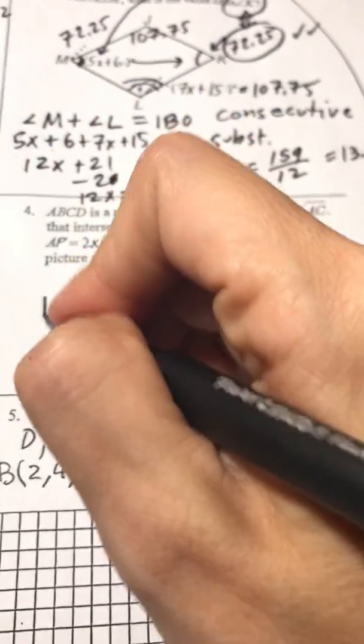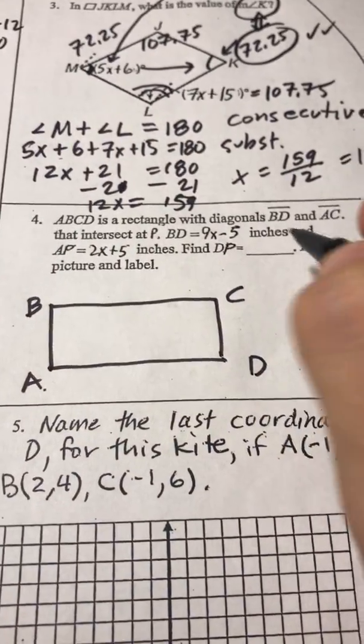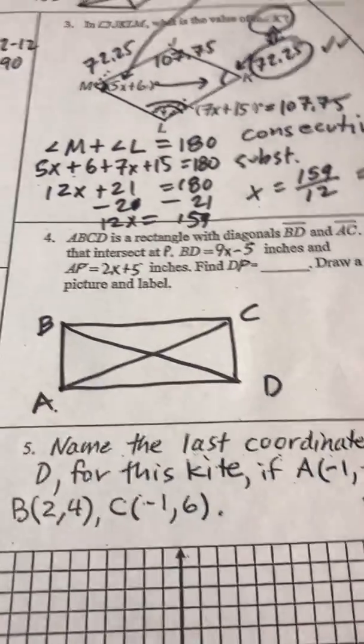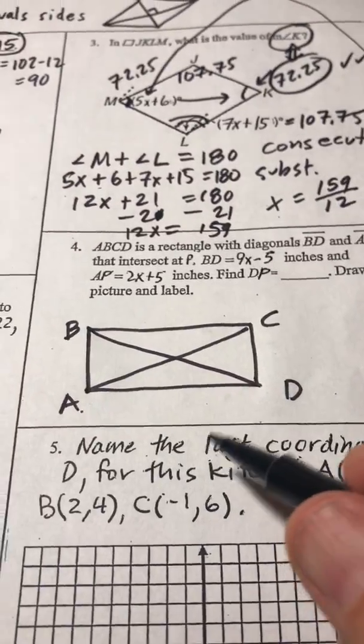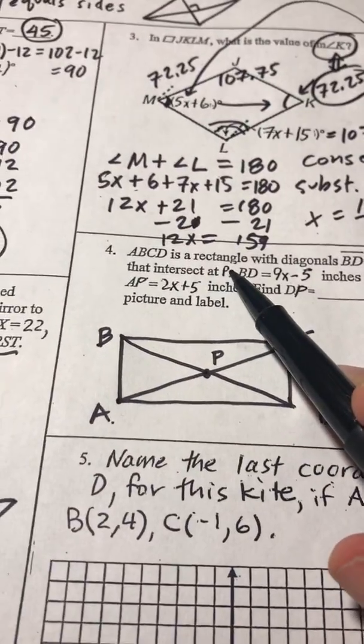It says draw the picture. So it says a picture is a rectangle. So I'm going to draw a rectangle ABCD. Then it says it has diagonals BD and AC. So I've drawn that as well. We've intersected these at letter P. So I'm going to call that P.